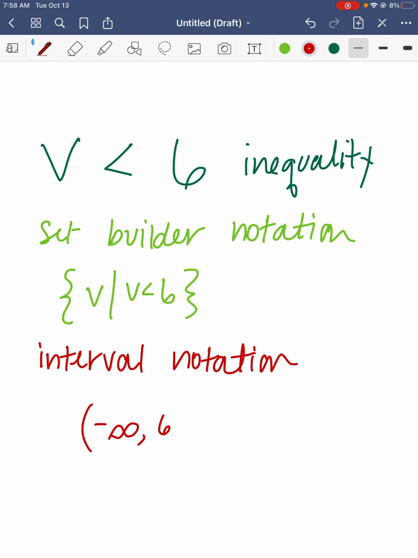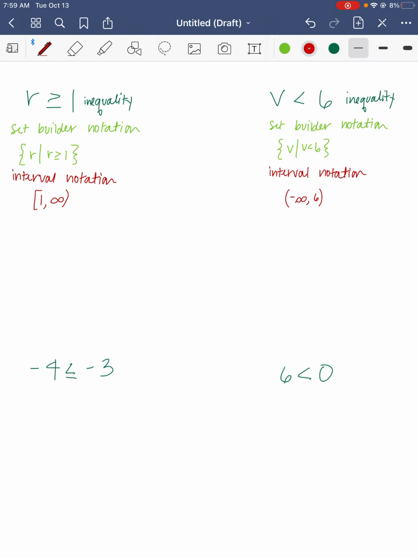We're going to use parentheses with our negative infinity, because we always use parentheses with infinity. And because there is no equal to bar underneath our inequality here, that means we cannot equal 6, but we can go all the way up to 6. So we can go up to 5.9999999, but not include 6. So the way that we show that is we say everything up to 6, but not including it, we'll use a parentheses there. So there's set builder notation and interval notation.